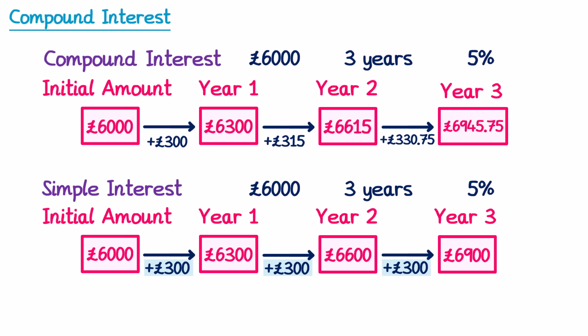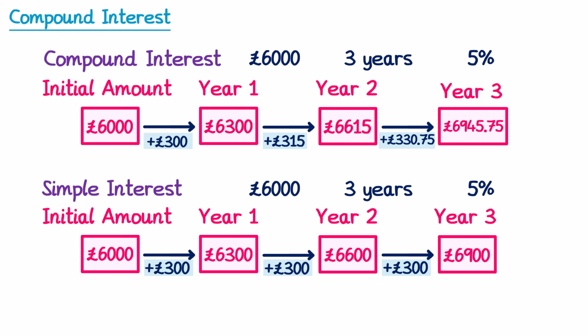adding on £300 each time, so the same amount. And this is simple, so we call it simple interest. In compound interest, however, the amount started at £300, but each successive year it increased to £315 and then £330.75. The amount of interest you receive builds upon itself, which is another way of saying compounding.